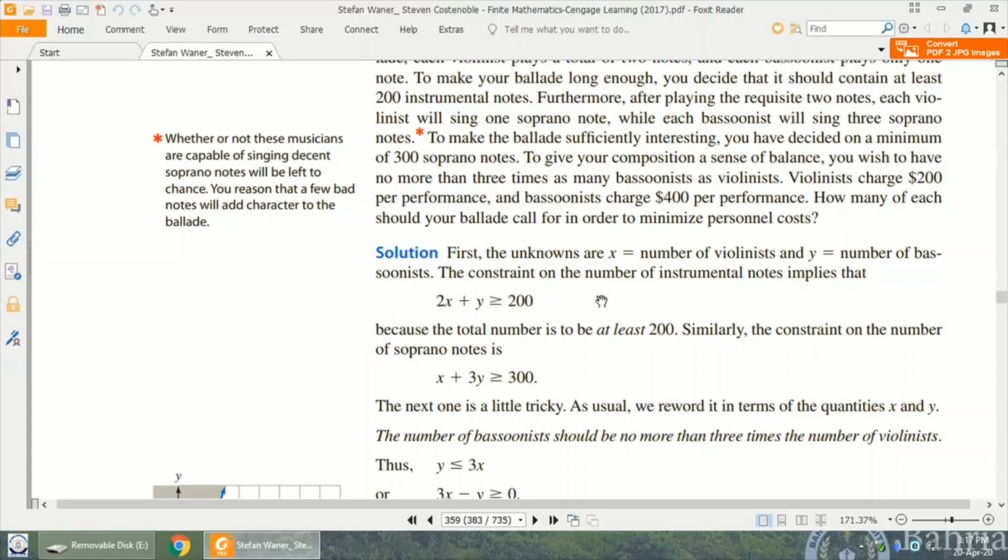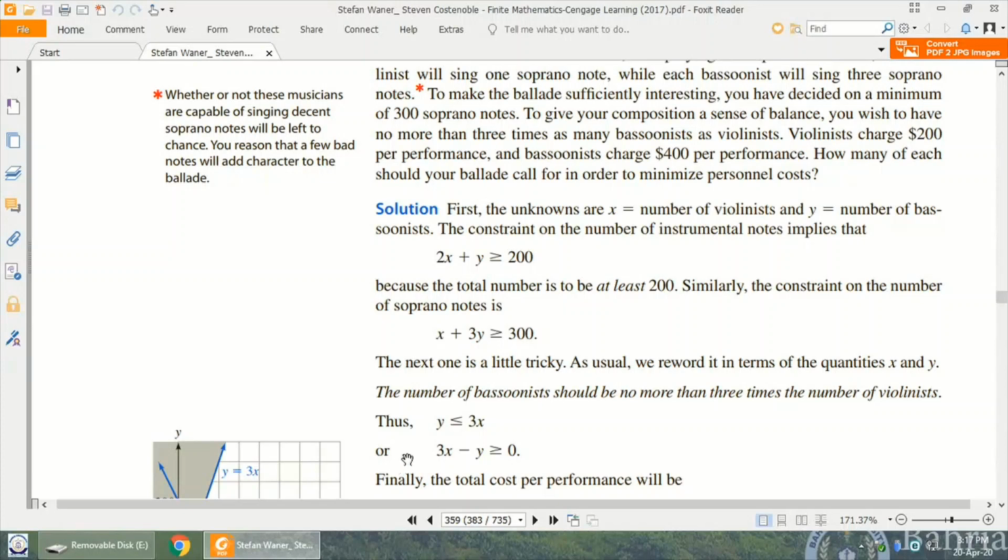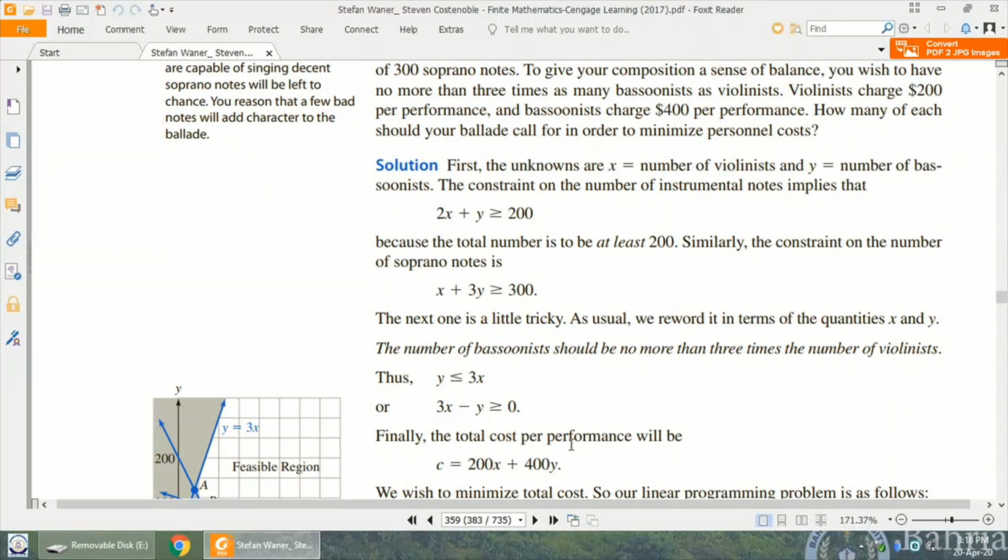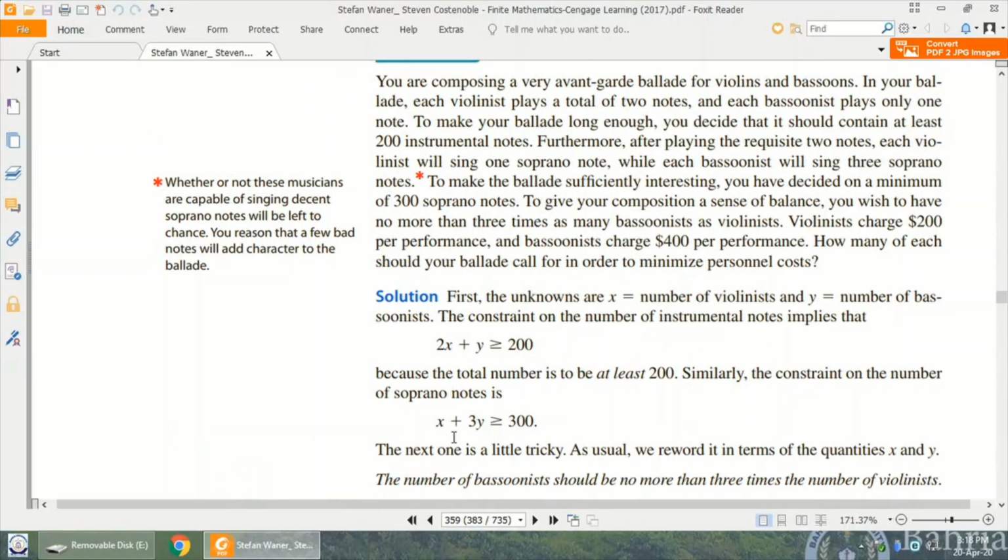If bassoonist is termed as y, then y in this case cannot be more than 3x. Now you can have it placed on the other side, and as I told you, when variables are moved to the other side, the inequality is changed to greater than or equal to 0. The total cost is another constraint. Let's move on to this one.